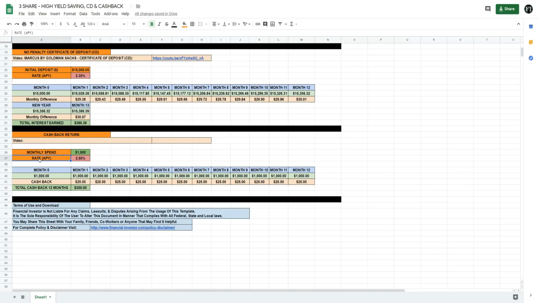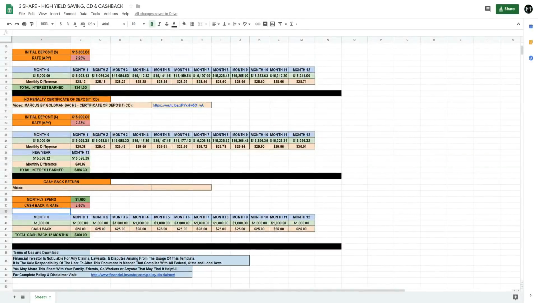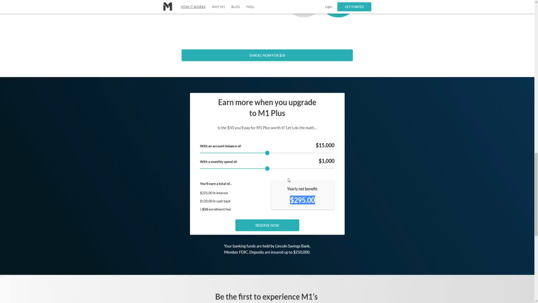I need to change this. This is actually cashback percent. Cashback percent rate of 2.5%. And if we're using a no penalty CD here, which I am using, it offers a slightly higher rate of about 2.35, so about 0.1% difference over the course of 13 months. You're going to see here that my total interest earned is $386, and my cashback there, $686. Much different number than M1 Finance.